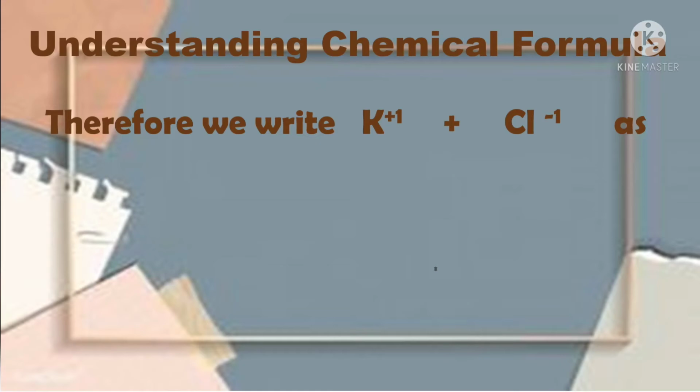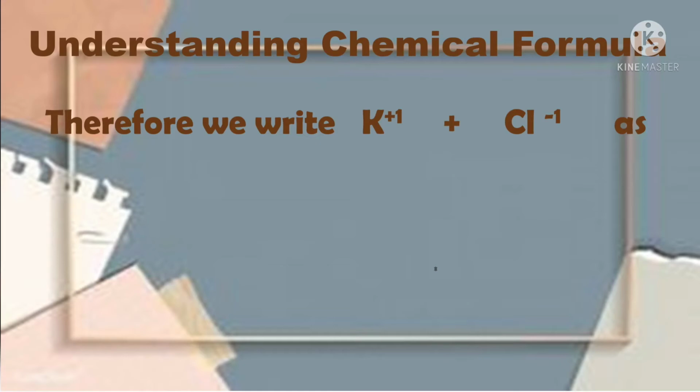Look for chlorine. Chlorine is a non-metallic element. It's a halogen. Therefore, you can find it on the right side of the periodic table. Okay? So chlorine is Cl, and its oxidation number is -1.